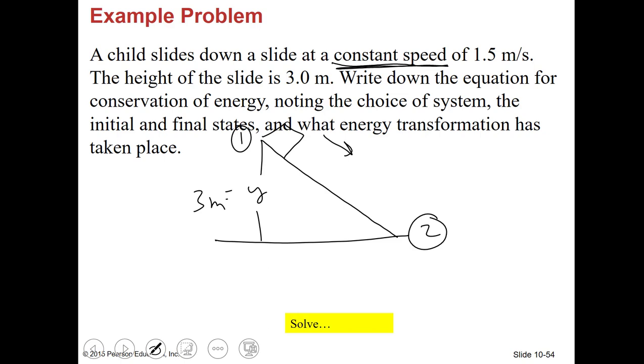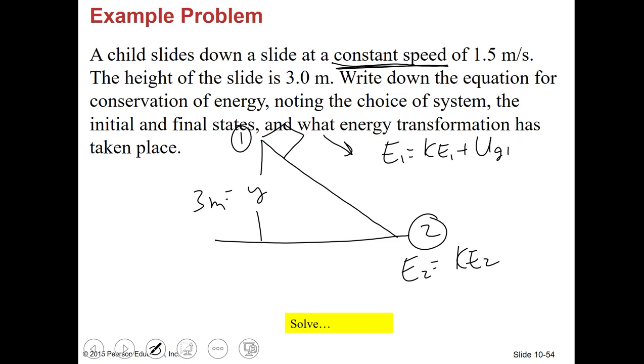Okay, so at position 1, we were moving. So we had kinetic energy at 1 because they tell us that. And then we also had gravitational potential energy at position 1. Now down here on the ground, I'll call this position 2, we don't have any gravitational potential energy anymore. We just have kinetic energy at 2. So what else do we have to have at 2?